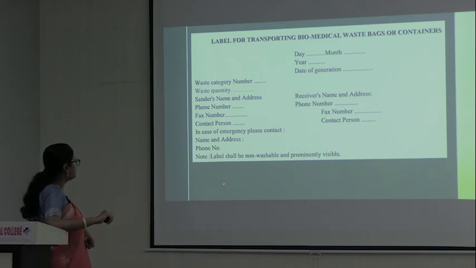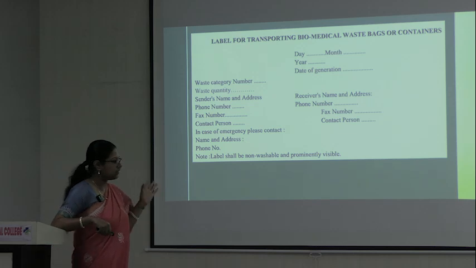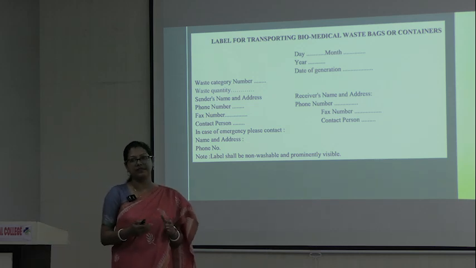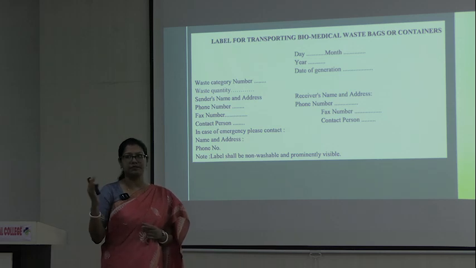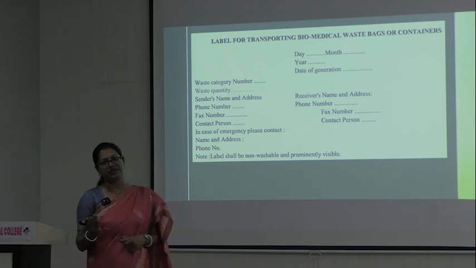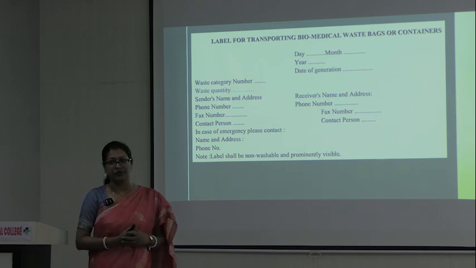So this label should be pasted on the container or on the bags, and it must be non-washable and prominently visible. Whenever we are sending this to the operator, he just checks the label and understands that this waste has come from that institution or that laboratory, and he knows what treatment plan to follow to destroy the biomedical waste.